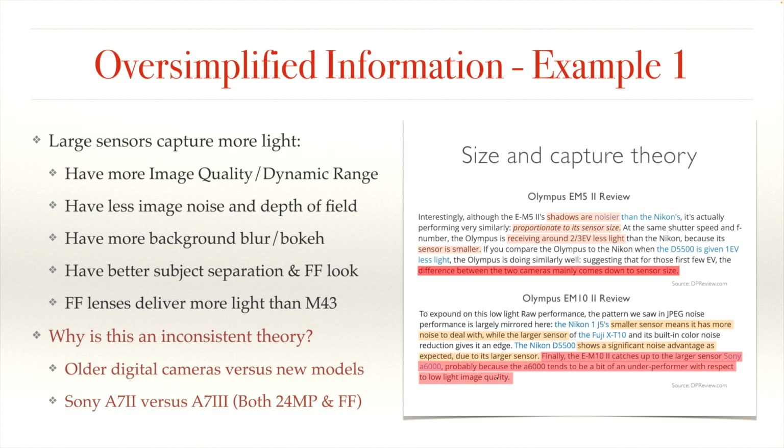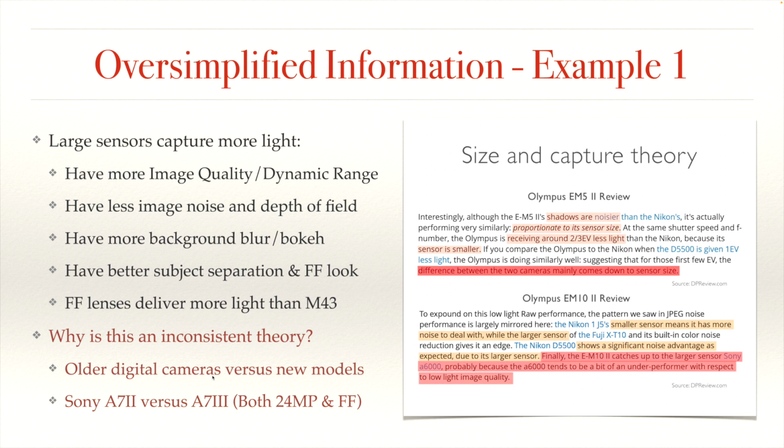Now, this is profound. This last statement is really interesting because they're hinting to the fact that there is more than the size and capture theory only. So the size and capture theory, even in the reviewer's mind, is not the only variable that we should look at in terms of image quality and dynamic range. And that brings me to the final part here on the left. Why is this an inconsistent theory?